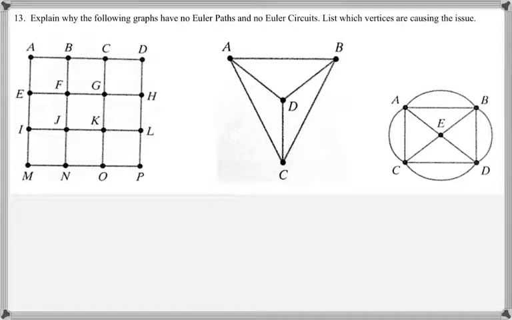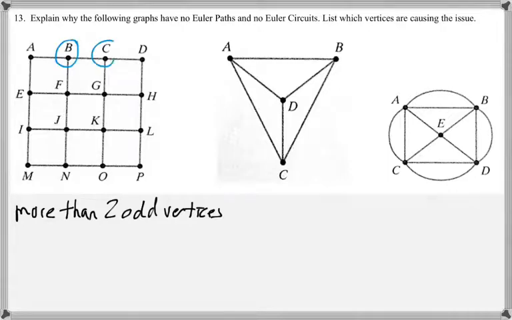So the first graph does have more than two odd vertices. And those would be the vertices on the edges that are not the corners. So these ones. They all have an odd degree.